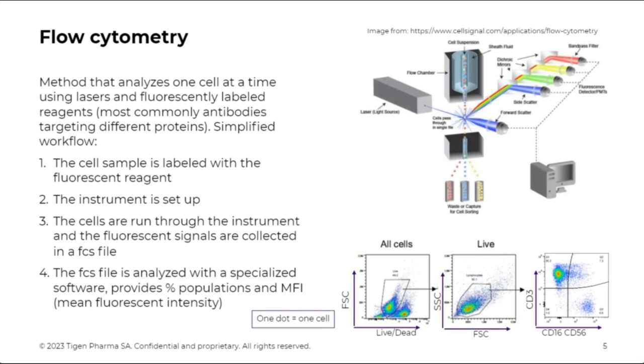Here we looked at forward scatter, side scatter, and here we identify the live cells. And we take a closer look at these against, here we have the CD3 for T cells and CD16 and 56. And by doing this, we can identify our different cell populations. It's important to point out that one dot in these dot plots equals one cell.